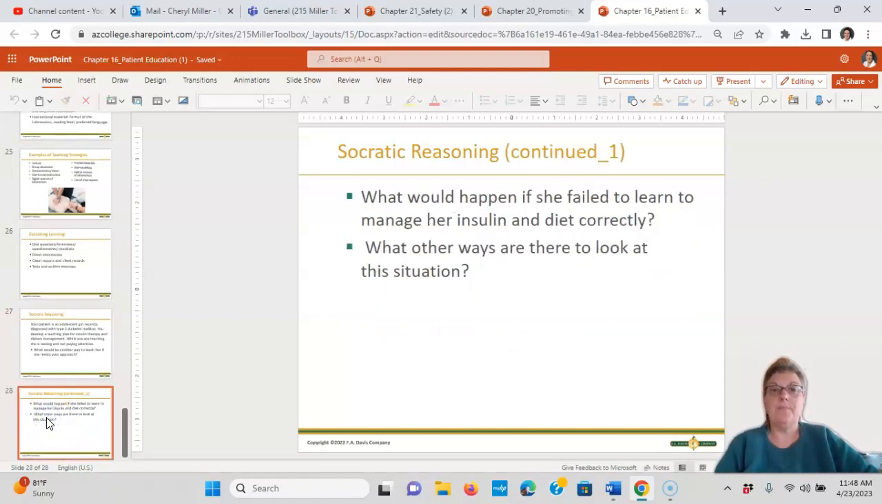So just think about what would happen if she failed to learn to manage her insulin and diet correctly. She'd have a high blood sugar, she would be in DKA, diabetic ketoacidosis, and she would eventually become hospitalized for that. So it's a very real concern that if she doesn't know how to do this, we're going to be in trouble. What other ways are there to look at this situation?